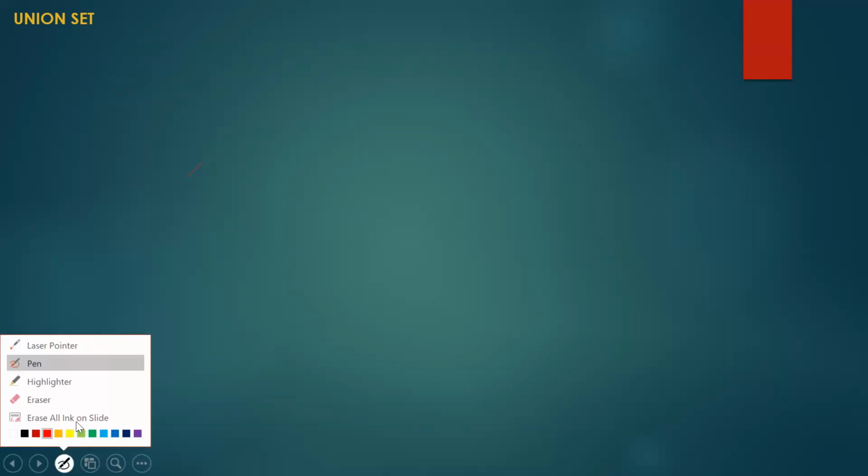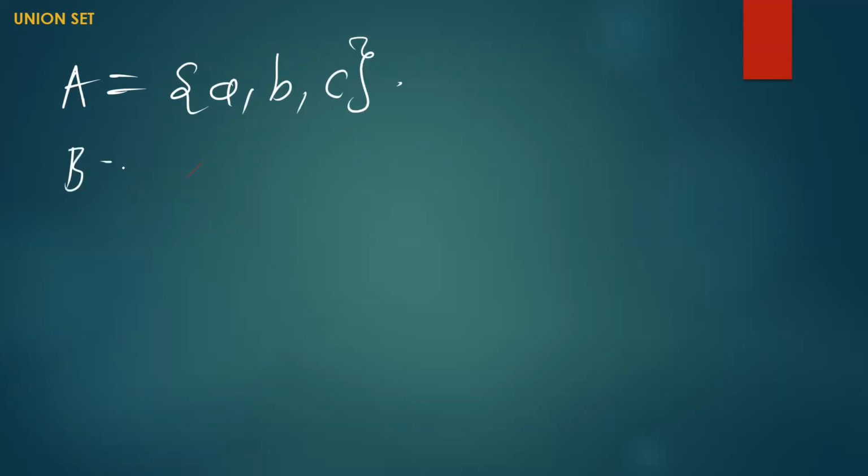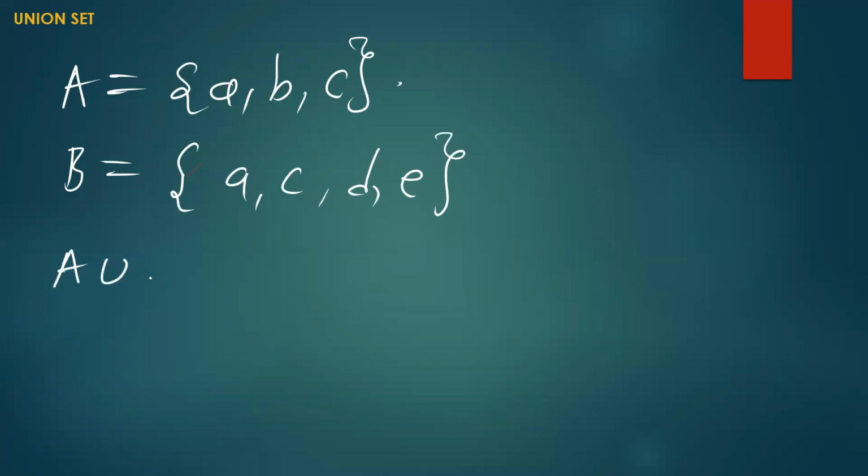What is the union set? So the union set is simply a combination of 2 sets. If, for instance, you have set A being equal to A, B, C, and then set B is equal to A, C, D, E. So when you combine these 2 sets, you add them. So the addition of 2 sets is called what? Union. So A union B is equal to, you write your A there.